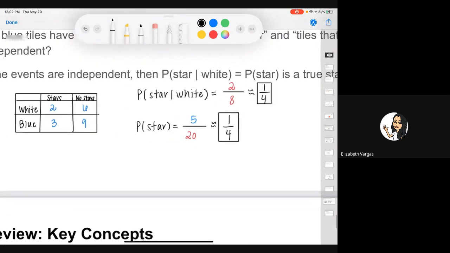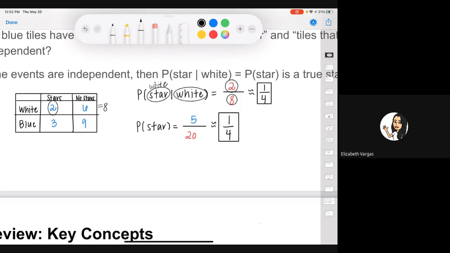Again, how do I calculate the probability that, given I have a tile which is white, it's going to have stars on it? That's what this is saying. You want to take the number of white tiles that have stars, which is 2, over the total number of white tiles, which is equal to 8.